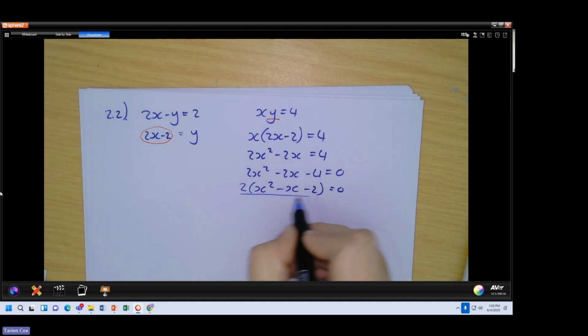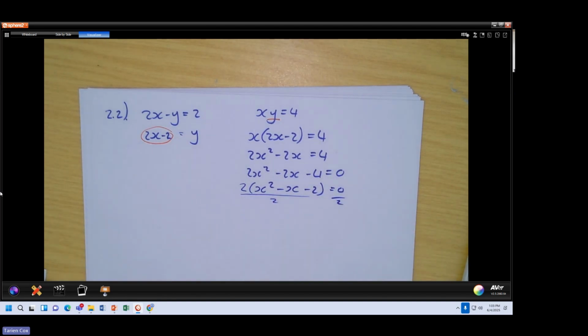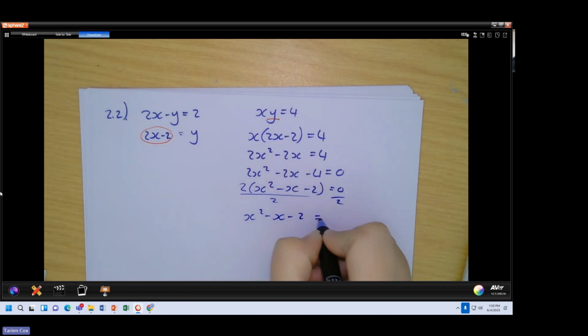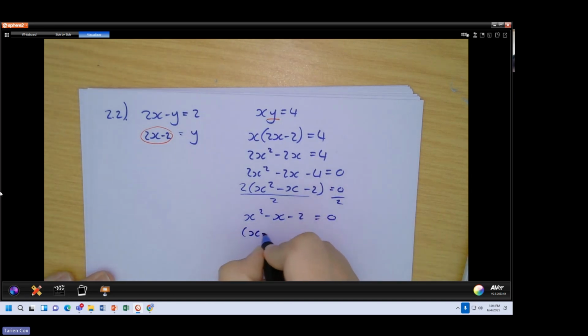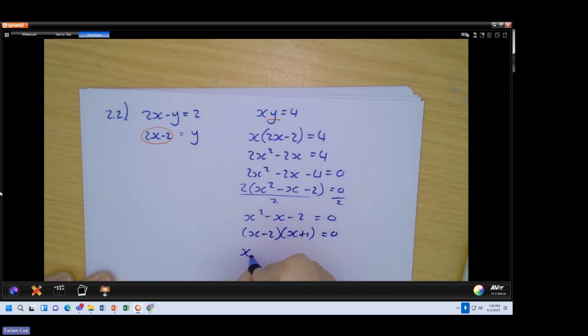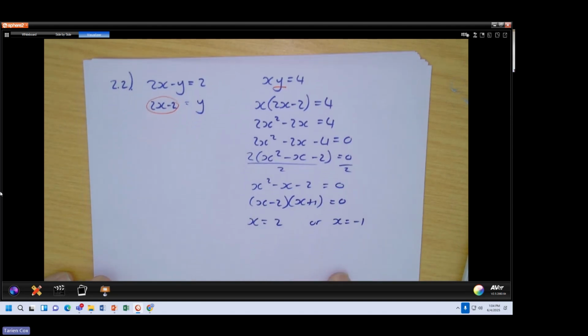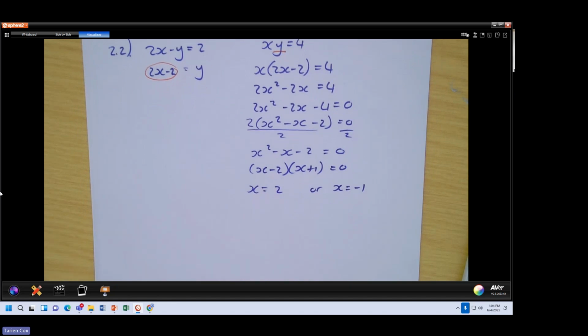But in fact, we will just divide by 2 on both sides, and it will still disappear. So we've got x squared minus x minus 2 is equal to 0. That is now its standard form, which means I need to factorize, and my factors will be x minus 2 and x plus 1 is equal to 0, which leaves me with x is 2 or x is negative 1. My sum is not finished because we only calculated x, and the question is asking us to solve x and y.